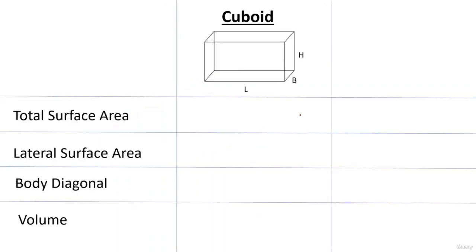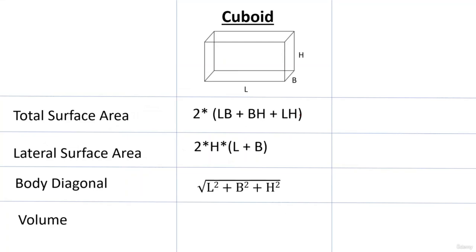So summarizing everything we've seen right now, guys, the cuboid has total surface area twice of LB plus BH plus LH, wall area 2 into H into L plus B. Then we have the body diagonal, that is square root of L square plus B square plus H square, and then we have the volume, that is L into B into H.